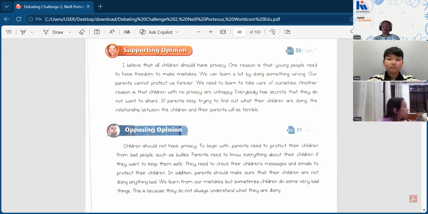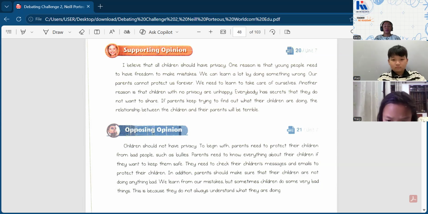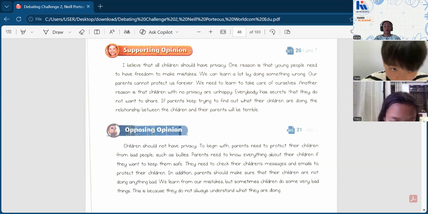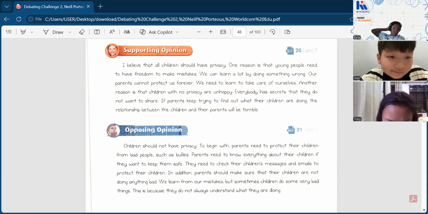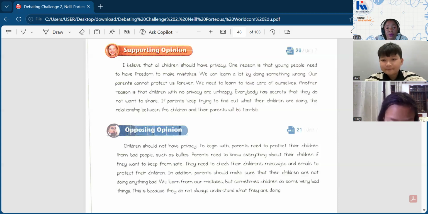The supporting opinion says I believe that all children should have privacy. Because one reason is that young people need to have freedom to make mistakes. We can learn a lot by doing something wrong. Our parents cannot protect us forever. We need to learn to take care of ourselves. Another reason is that children with no privacy are unhappy. Everybody has secrets that they do not want to share.